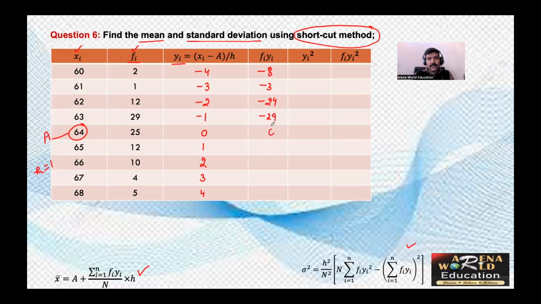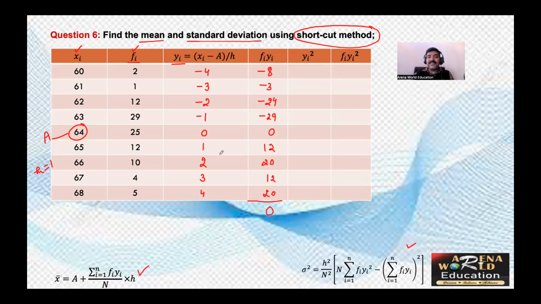25 into 0 will be simply 0. And 12 into 1 is 12. 10 into 2 is 20. 4 into 3 is 12. 5 into 4 will be 20, right? So now to find the mean, we need summation fi yi. So what is the sum of this fi yi? This will be equal to 0.